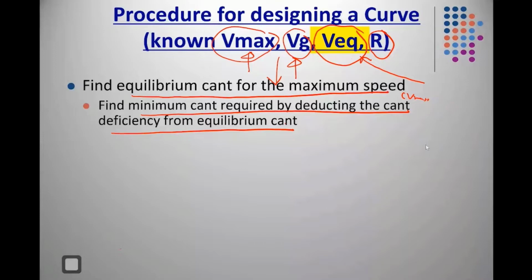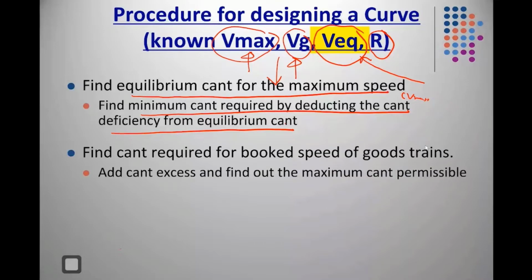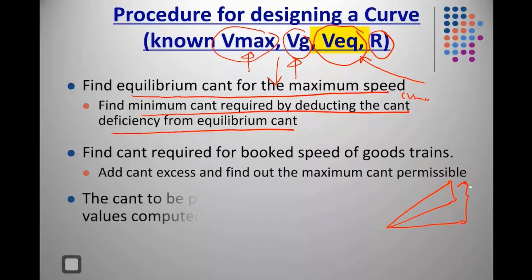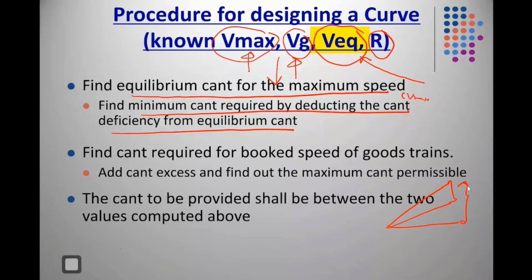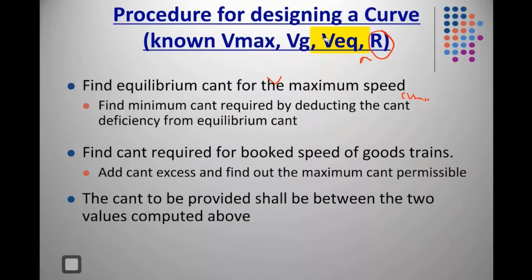Similarly, for the goods train there is also a speed. So the goods train will require a certain cant, and then you add cant excess to that, and you say, okay, the maximum cant we can provide for goods is some value. So you say I can provide a cant excess, and for goods I can provide this much cant. So we have two limits. One is the maximum cant that can be provided for the goods, and the minimum cant that can be provided for the passenger train. Okay? So normally your cant shall be decided based on these two factors. On the basis of these two factors you decide your cant, based on what the requirement of cant for goods is.